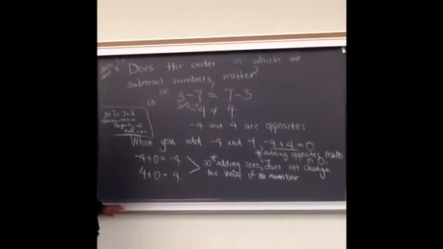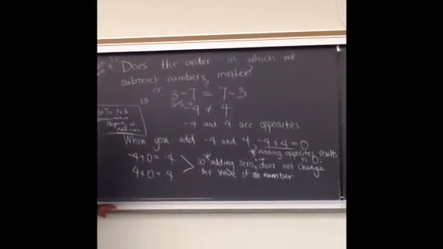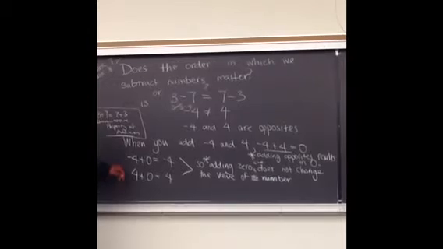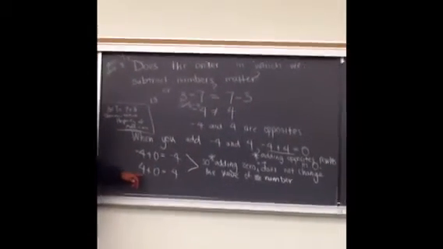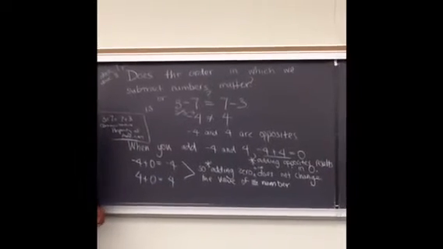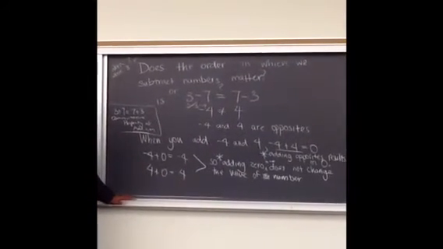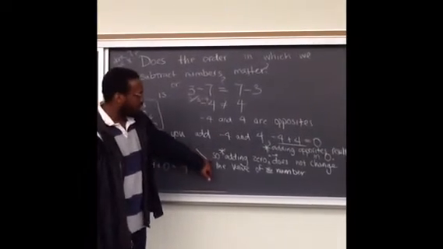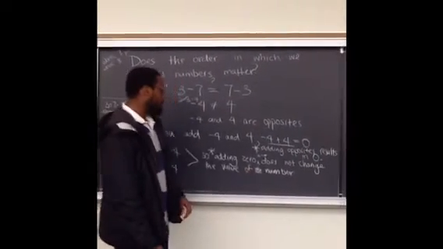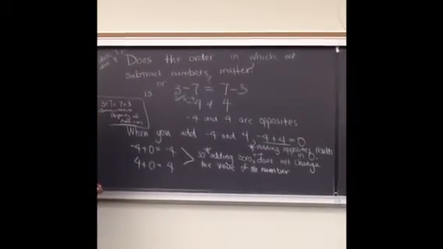Now, we can also test some theories about 0. So, negative 4 plus 0 is equal to negative 4, and 4 plus 0 is equal to 4. Now, 10 plus 0 is equal to 10, 100 plus 0 is equal to 100, and we can say adding 0 to a number does not change the value of that number.